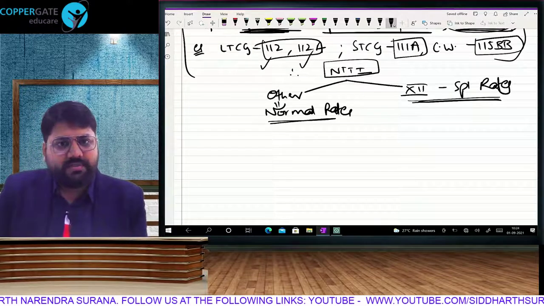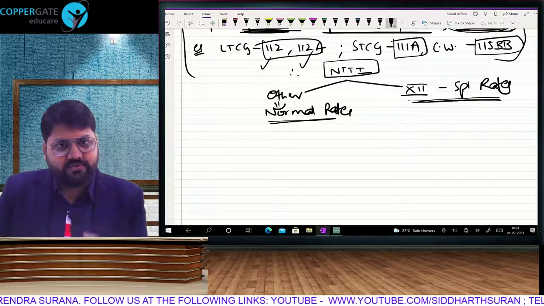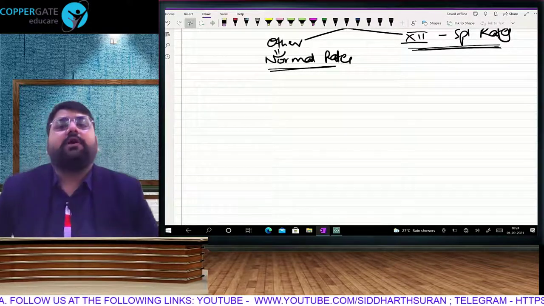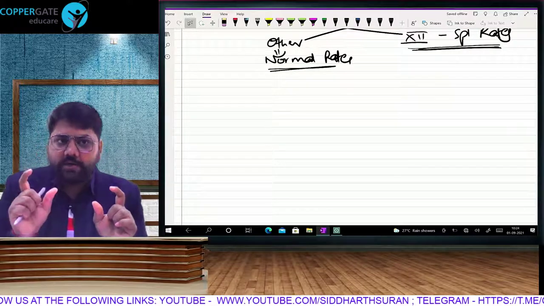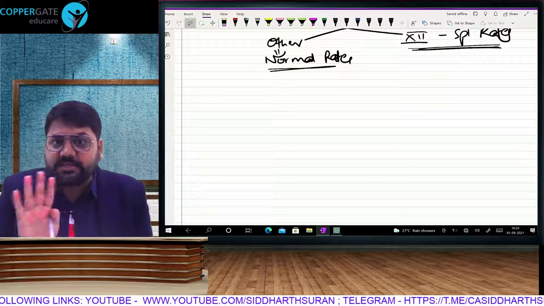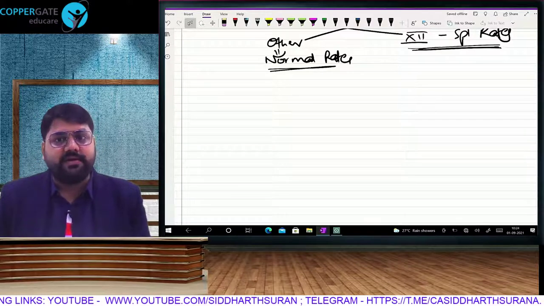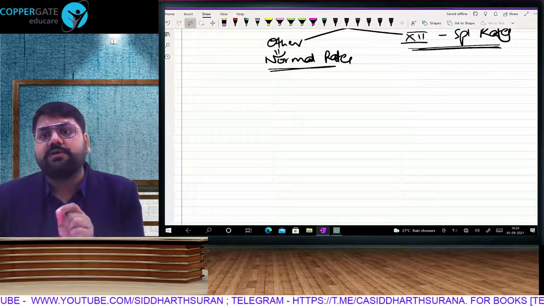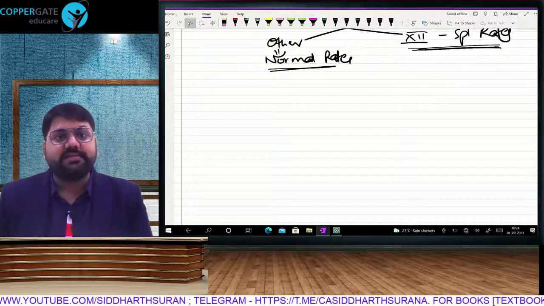Understood? By the way, we already discussed this yesterday. This was only a revision, and now we will go ahead. What we have till now calculated, whether normal rate or special rate if applicable, it is only our basic tax. This is not our final tax liability. The tax that we have calculated will undergo certain changes. This tax is going to change.